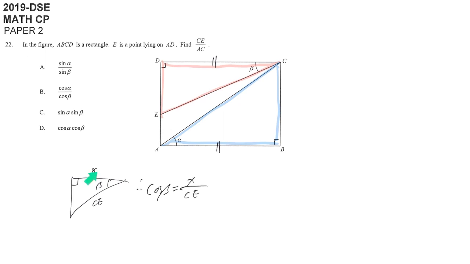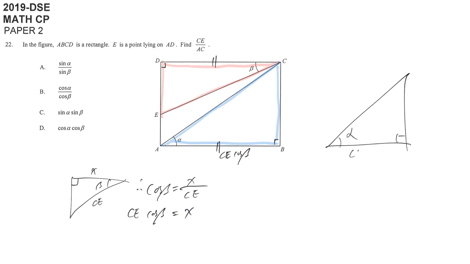And our target is X, so I can bring it downward here. So make X the subject. CE cosine beta is equal to X. This is CE cosine beta. After that, we just focus on the blue triangle now, with alpha, CE cosine beta, and our target AC.